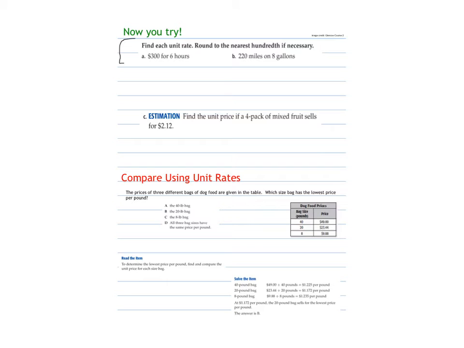So $300 for 6 hours, which means, and in order to determine which goes on the top and the bottom, I ask myself, what am I trying to find out? I want to try to find out how much money per hour. So when I say per whatever, per hour, that tells me the hour is going to be on the bottom. So $300 over 6, divide both by 6. So then I can take 300 divided by 6, and I get $50 for one. So then A would be $50 per hour.